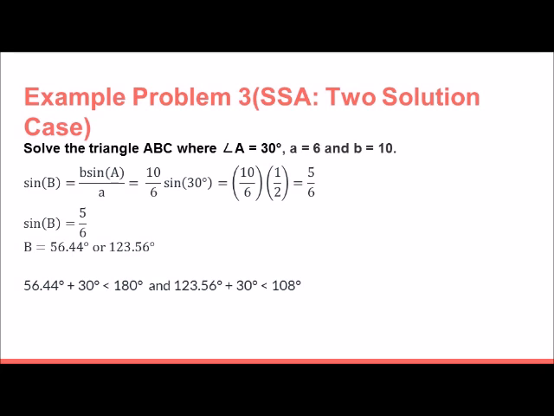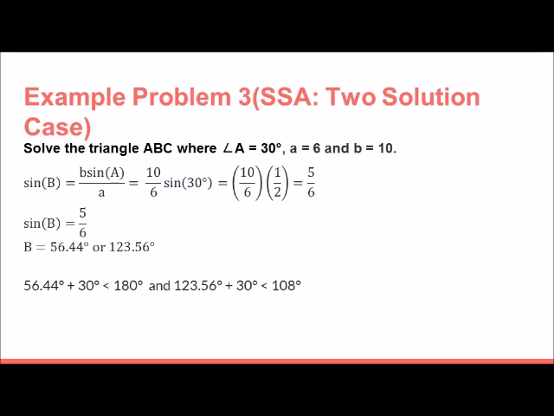Say we're given a problem that looks like this. Solve the triangle ABC where angle A equals 30 degrees, side A equals 6, and side B equals 10. In this problem, we will hold off on the sketch because the SSA ambiguous case could give us problems in sketching our triangle. Again, we'll start with the law of sines to solve for angle B.